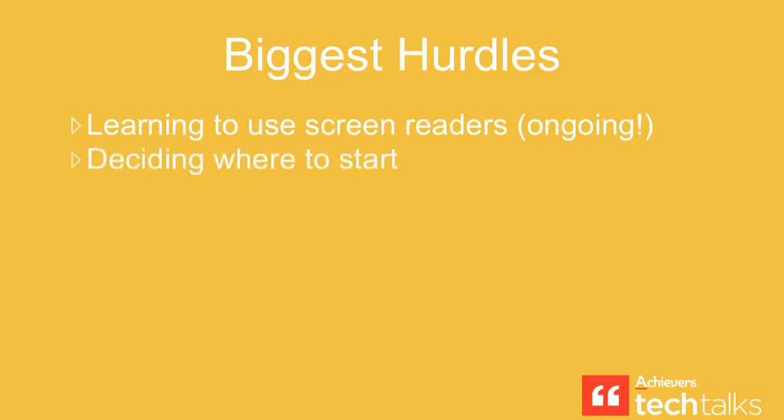Deciding where to start. If you have a large application like ours, you're going to want to start everywhere, but you got to start somewhere. Testing is a big hurdle. Like I said, manual testing is very important for accessibility, so you got to figure out how to do that.